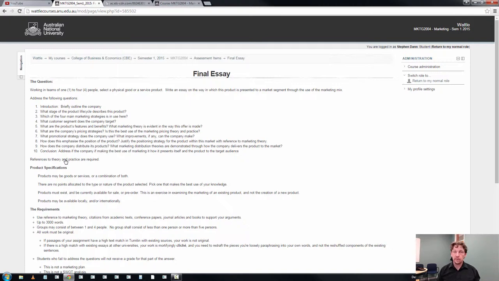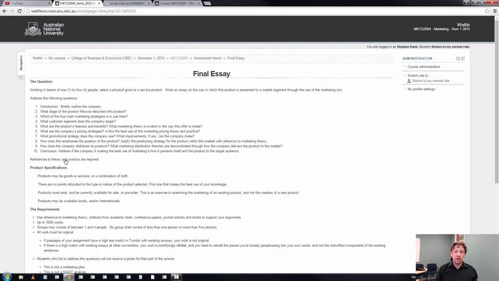Secondly, in terms of what your product is, there's no points allocated to the type or nature of the product. You can take the most commonplace ordinary product you can think of. You can take the most commonly used product that everyone else in the group is doing. That's neither here nor there. The points for this project come from how well you answer the questions and how well you use those questions as an opportunity to display your knowledge of marketing.